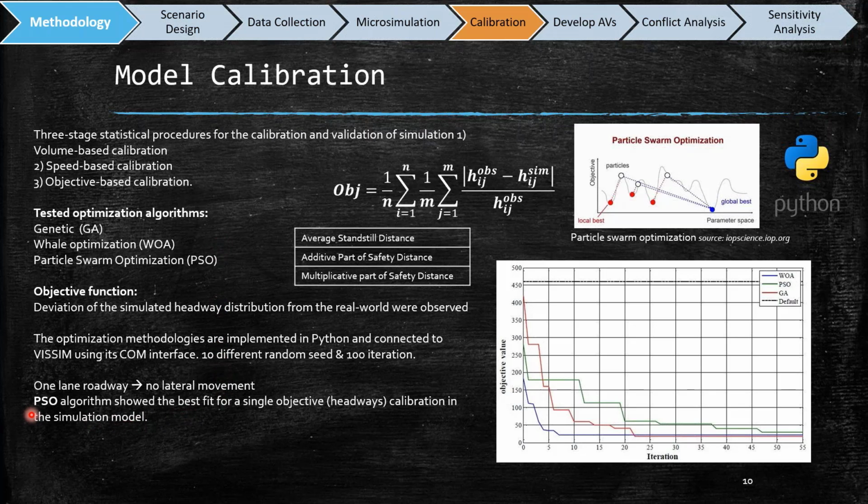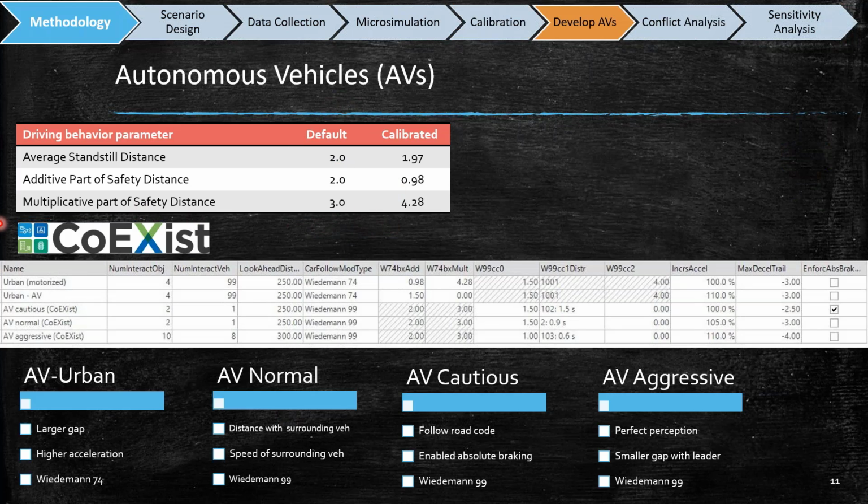As a result, we found that the PSO algorithm showed the best fit for this single objective calibration. You can see here that the default values of Vissim for these parameters were like 2 to 3. The average standstill is really important if you want to do the safety analysis. But the calibrated values show that the average standstill is similar to the default value, by using the PSO algorithm.